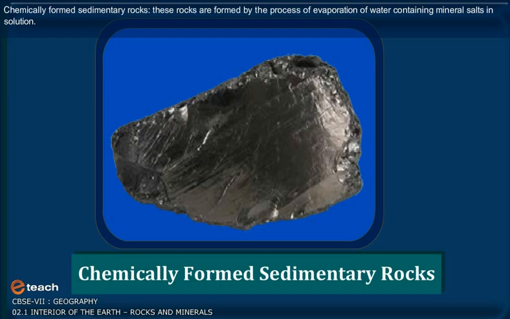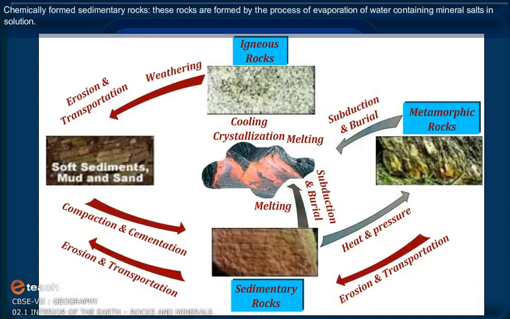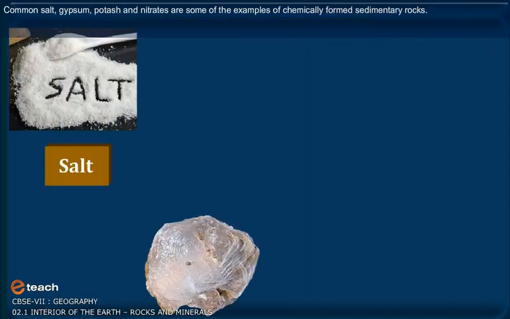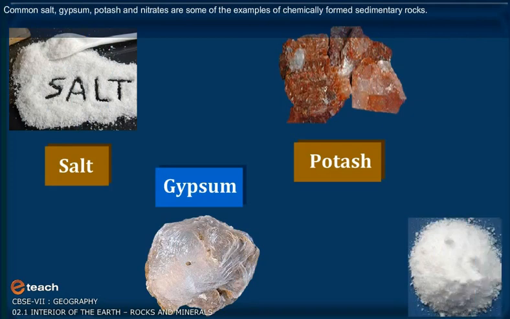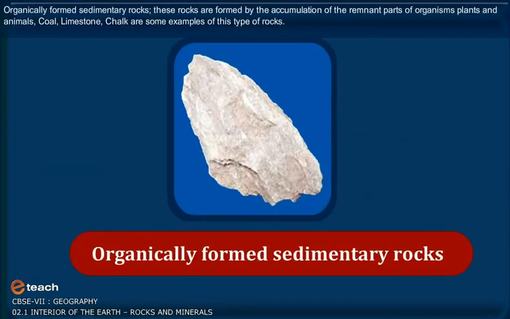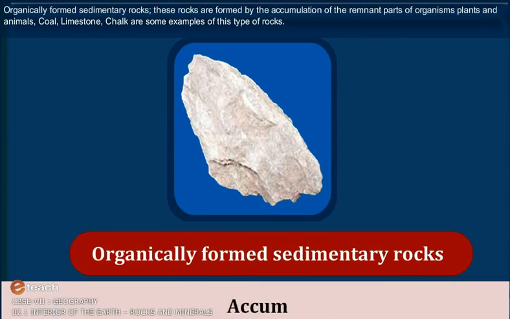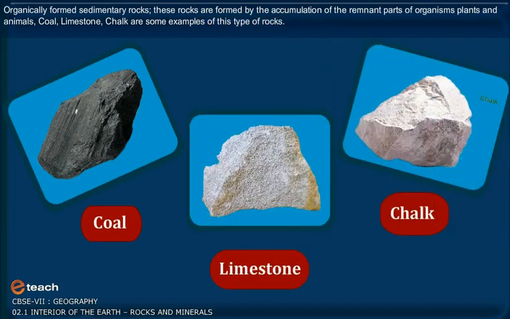Chemically formed sedimentary rocks. These rocks are formed by the process of evaporation of water containing mineral salt in solution. Common salt, gypsum, potash, and nitrates are some of the examples of chemically formed sedimentary rocks. Organically formed sedimentary rocks. These rocks are formed by the accumulation of the remnant parts of organisms, plants, and animals. Coal, limestone, chalk are some of the examples of this type of rocks.